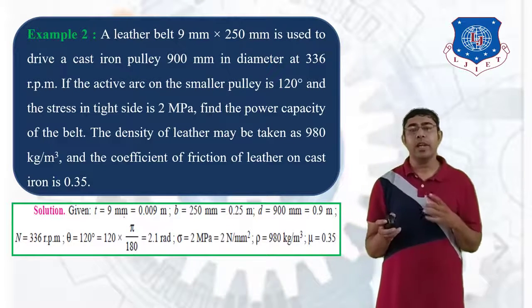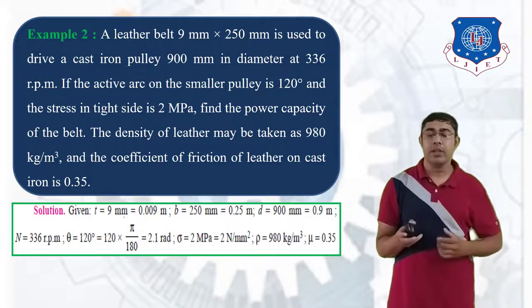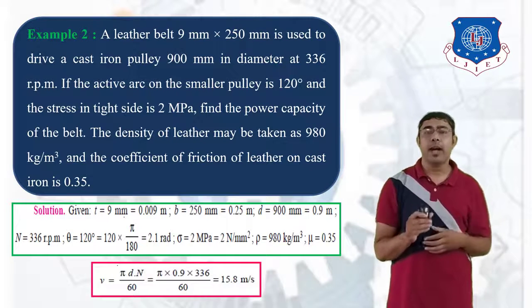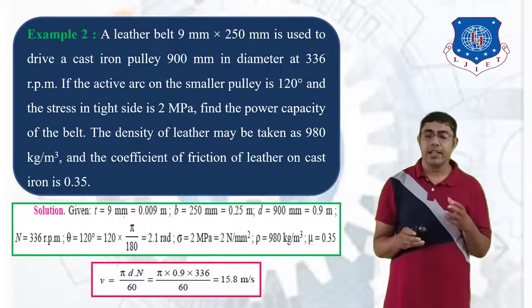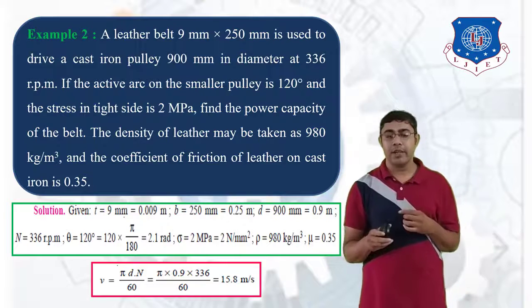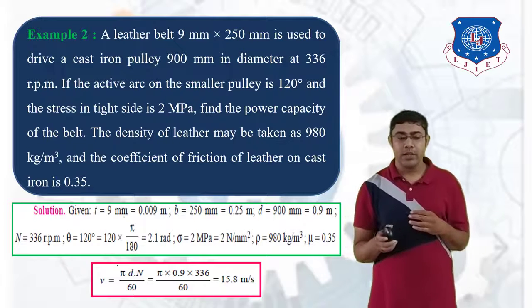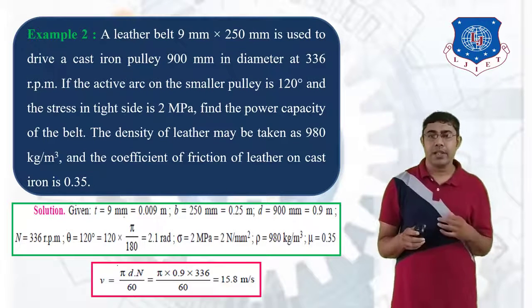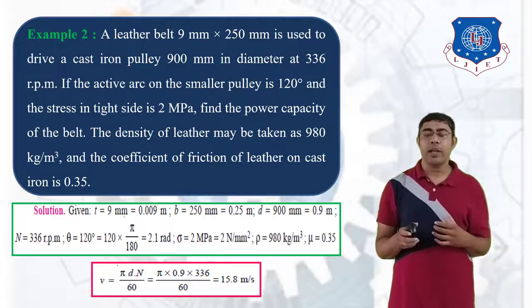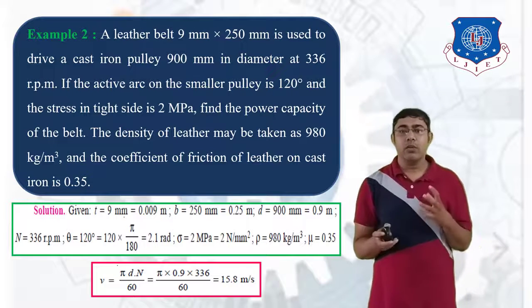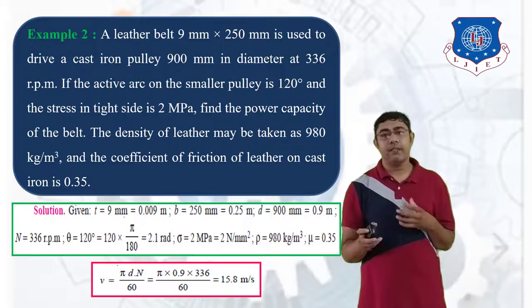So first of all we have to find the velocity V is equal to pi d N divided by 60. Here d is given 0.9 meter and N is given 336 revolutions per minute. So if we place the values, we get the velocity is equal to 15.8 meter per second. Now our aim is to calculate the T1 and T2.